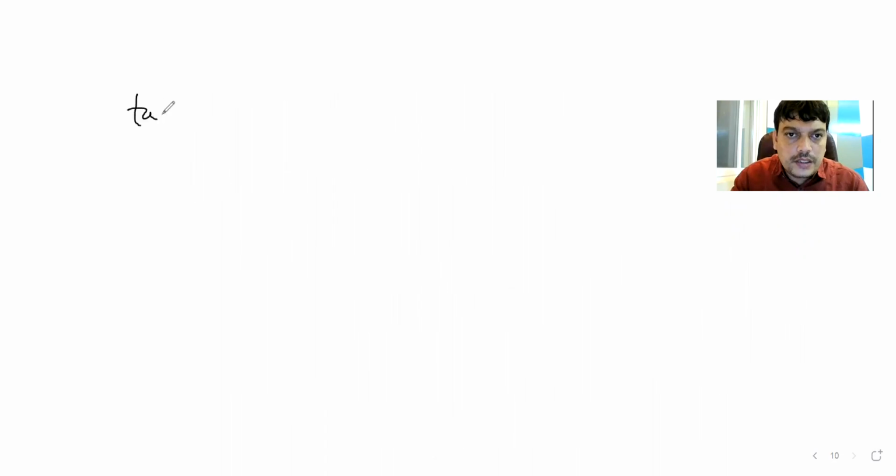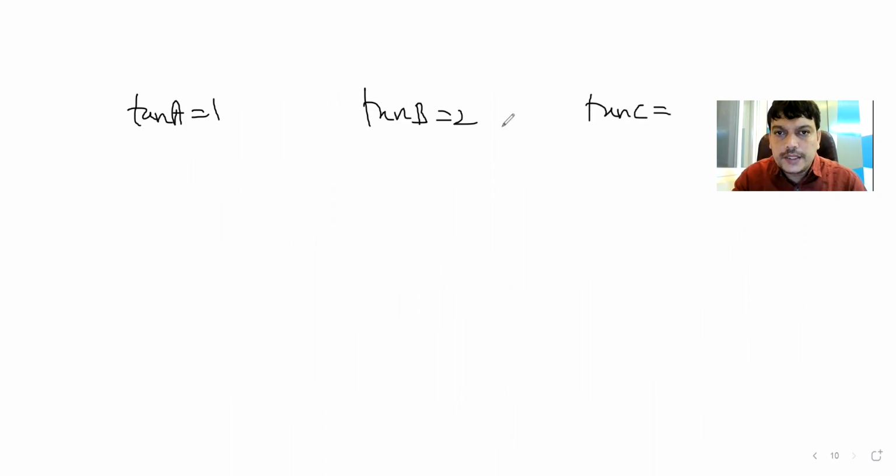So tan A is 1. This is a direct angle that you know. Tan B equal to 2, we can make a triangle and find out sine B. Tan C equal to 3 also, we can make a triangle and find out sine C. So if I make a triangle here, tan A is 1 means tan A is opposite by adjacent. Of course, you know it is 45 degrees. So you have A here, this is 1 and 1. By Pythagoras theorem, this is root 2.